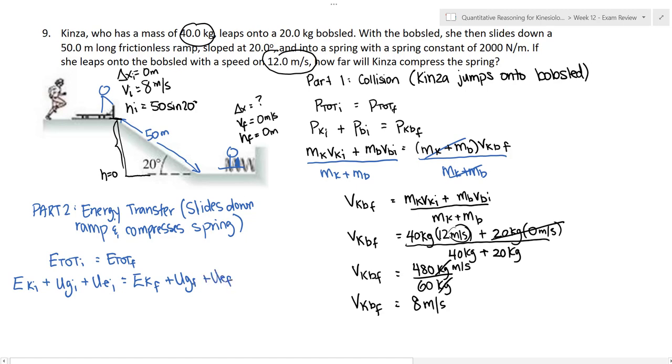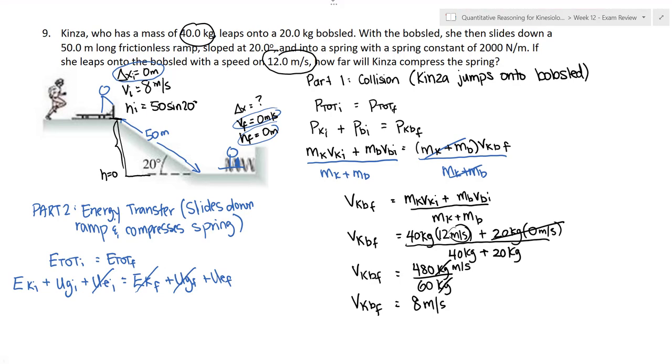All right, so now let's cross off the ones that are 0. Delta x initial is 0, so that means that UE initial would be 0. V final is 0, so that means EK final is 0. And H final is 0, so that means that UG final is 0. Okay?